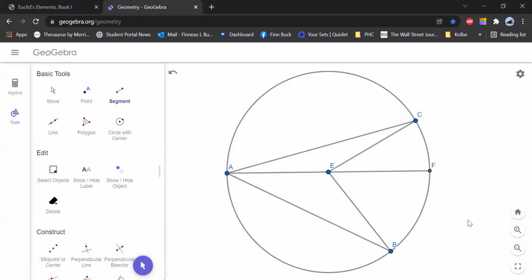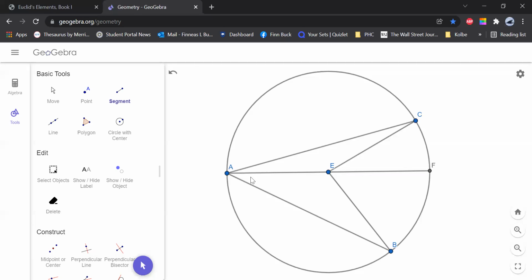Next, we have EA here equals EB here. The reason for this is the definition of a circle found in Book 1, definition 15. Because EA and EB are both radii of this circle here, they're going to be equal to each other, because all radii of a circle equal each other.